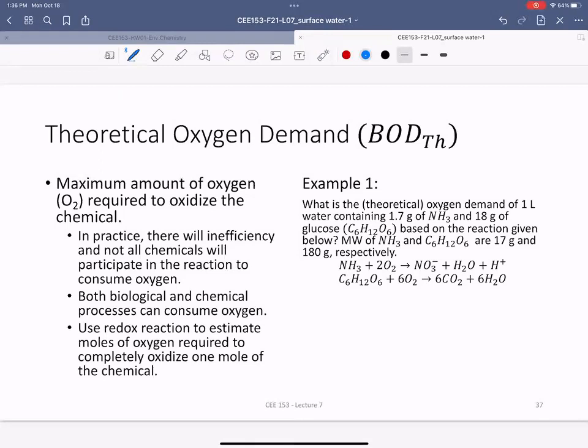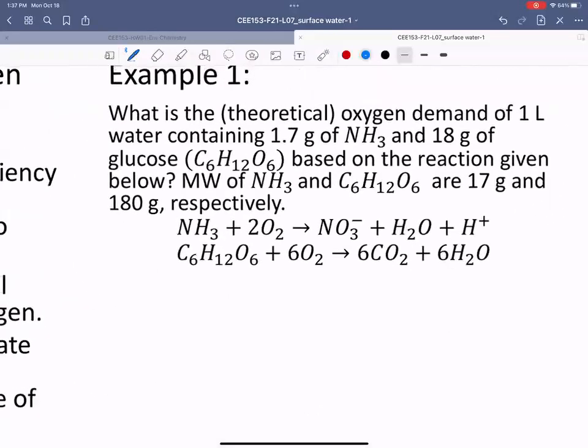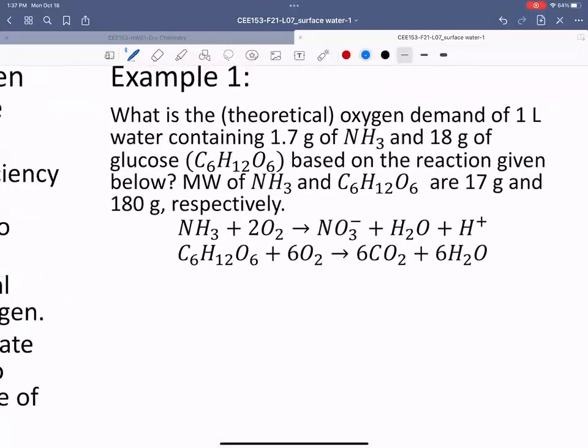So first thing you have to check is, is this reaction balanced? Because first thing you have to balance the reaction. I hope I balanced it. Yes. These are all balanced reactions.